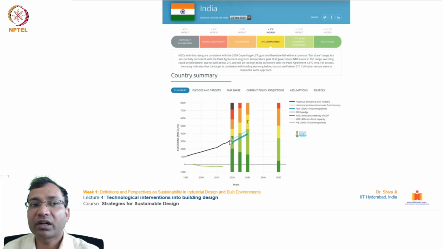So you see there is a drastic shift, a rough kind of shift which has happened over here due to the prevailing pandemic. And then the 2020 pledge, so this is how India has planned to reduce its emissions. And presently also India conforms to a 2 degrees compatible temperature rise at the global level.